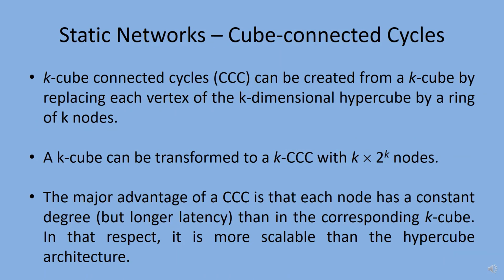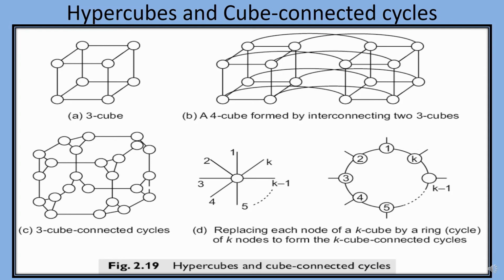Cube connected cycles. This architecture is modified from the hypercube. The idea is to cut off the corner nodes of the K-cube and replace it by a ring or cycle of K nodes. We can construct K-cube connected cycles from a K-cube with n equal to 2 power K cycle nodes. Diagram shows a 3-cube is modified to a 3-cube connected cycles.